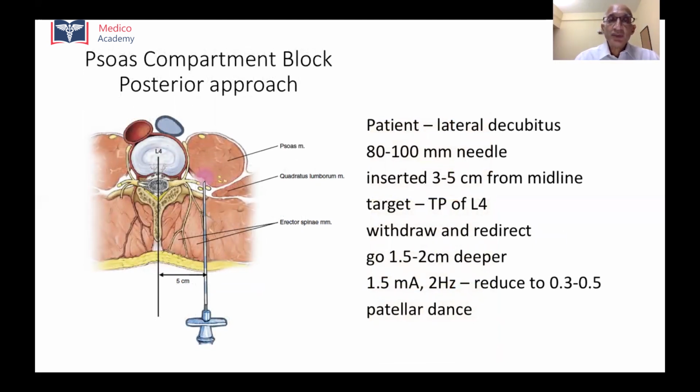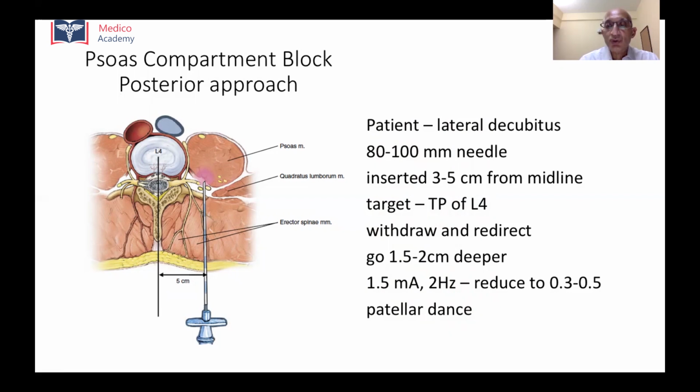Now, while performing this block from the back, the patient is lying in lateral decubitus position with the side to be blocked up. An 80 to 100 mm needle is used and inserted about 3 to 5 centimeters from the midline. Target is the transverse process of L4. Once it strikes the transverse process, the needle is withdrawn and redirected either cephalad or caudally, and we are not supposed to go more than 1.5 to 2 centimeters deeper. That is deeper than the transverse process.